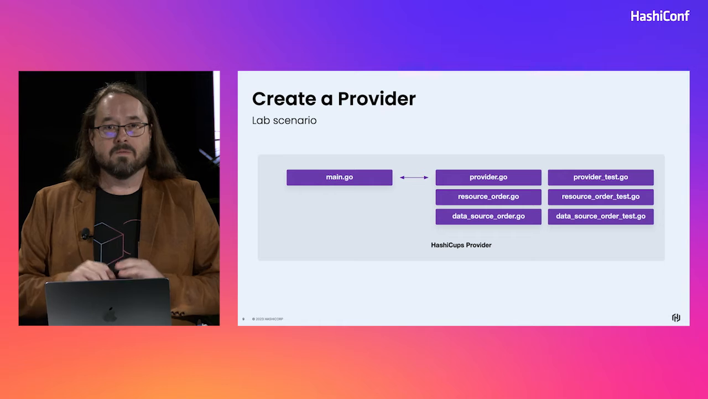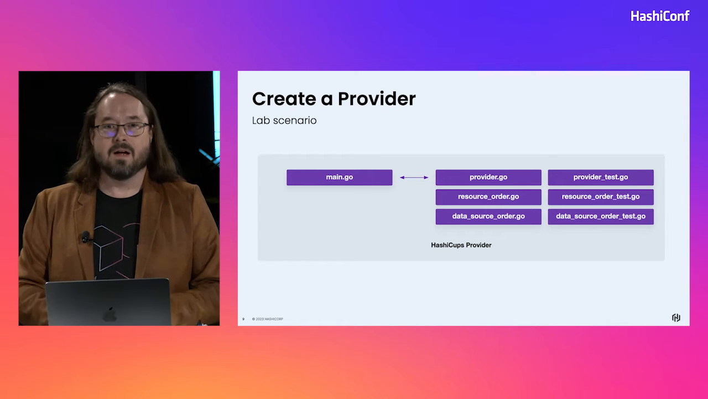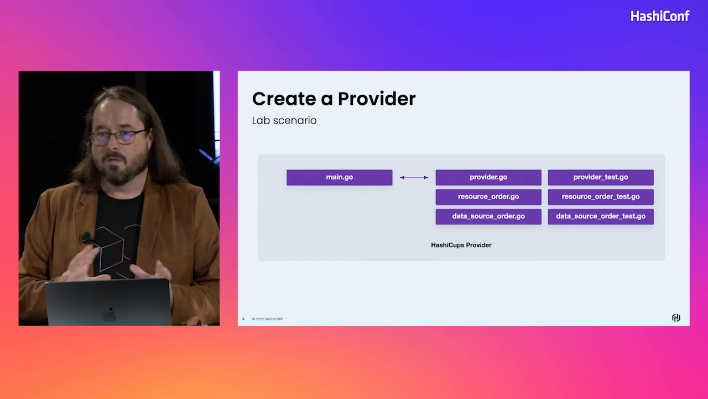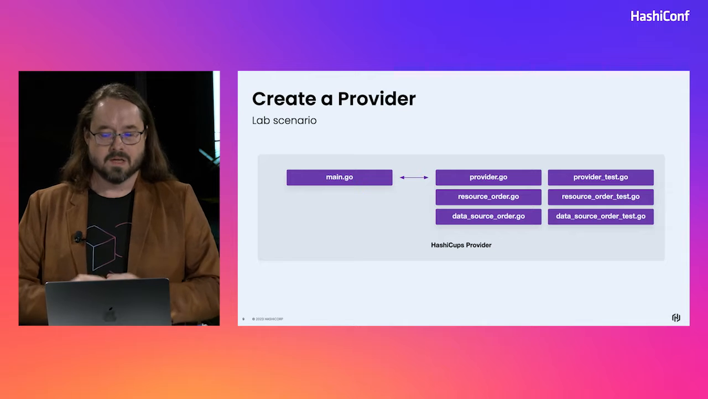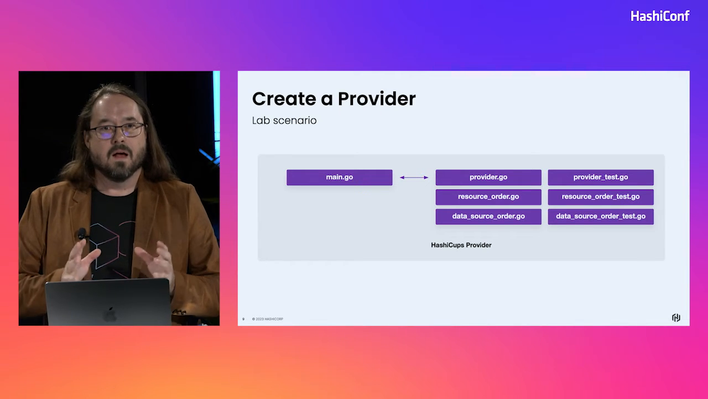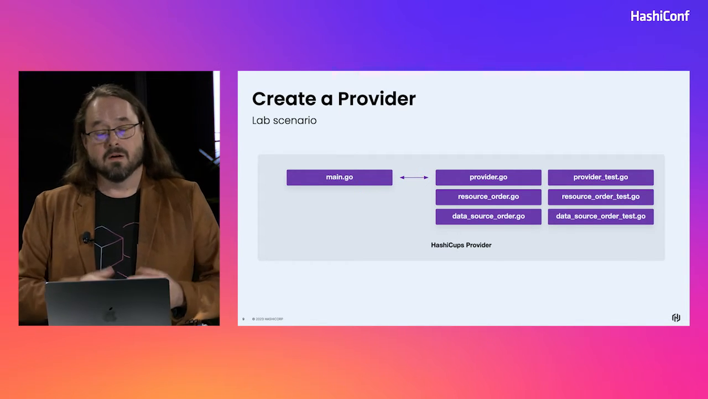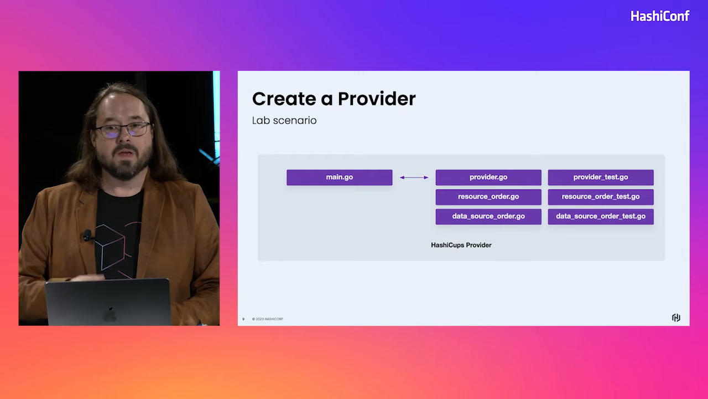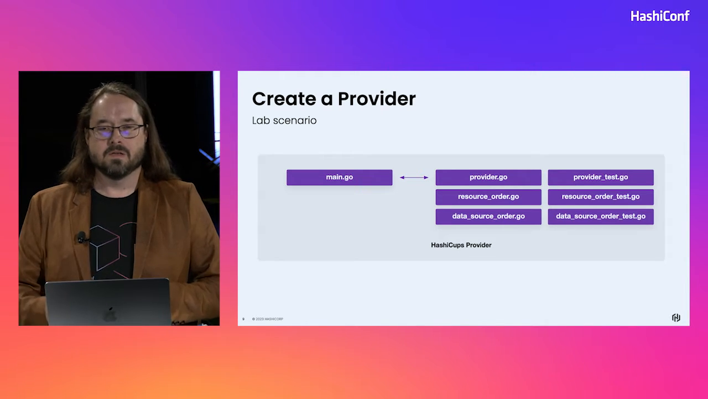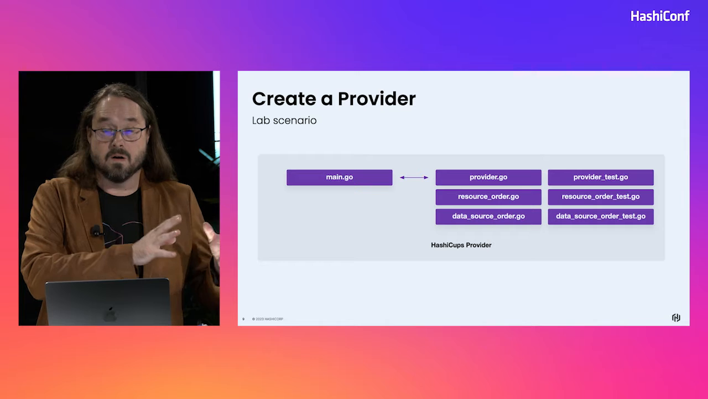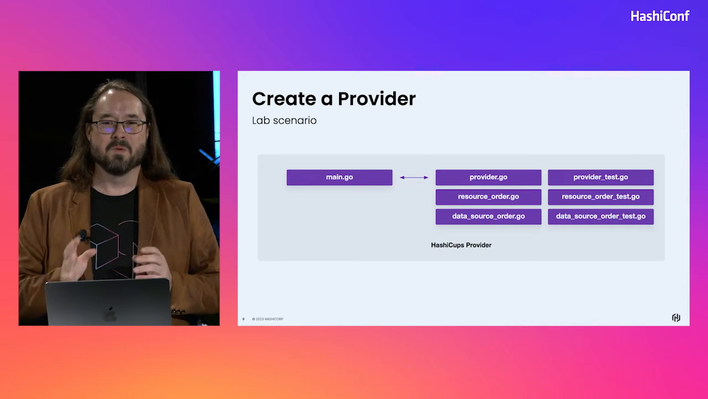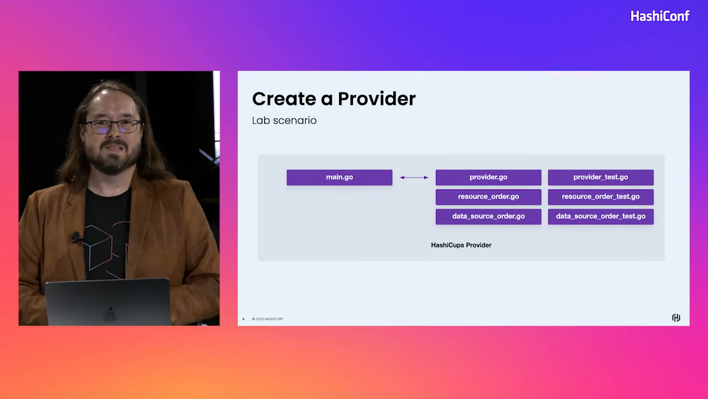And as part of this scenario, we're going to be looking at a lot of files, and I am going to be moving around a lot. So just to orient ourselves a little bit, the entry point for any provider is the main.go file, and that's going to run that server, as I mentioned earlier, that's going to communicate with Terraform core over RPC.